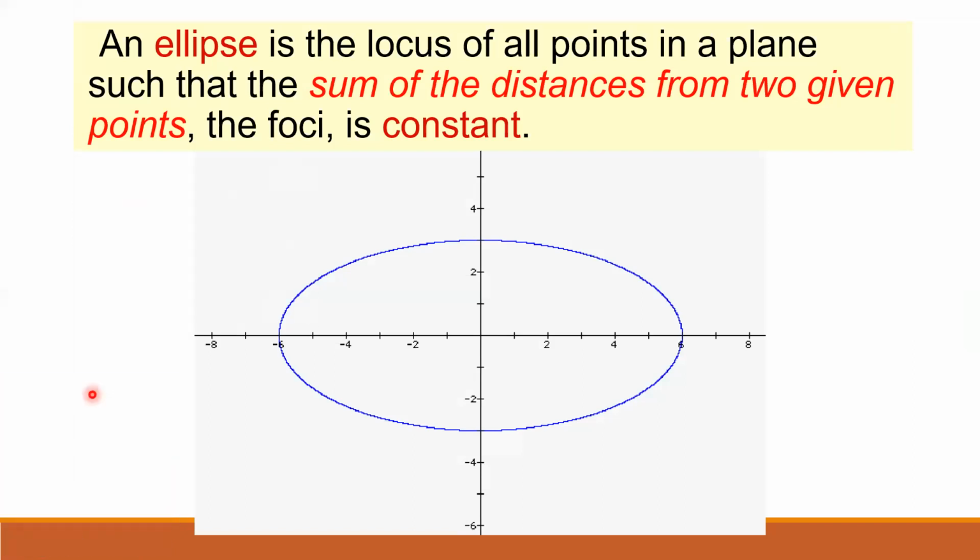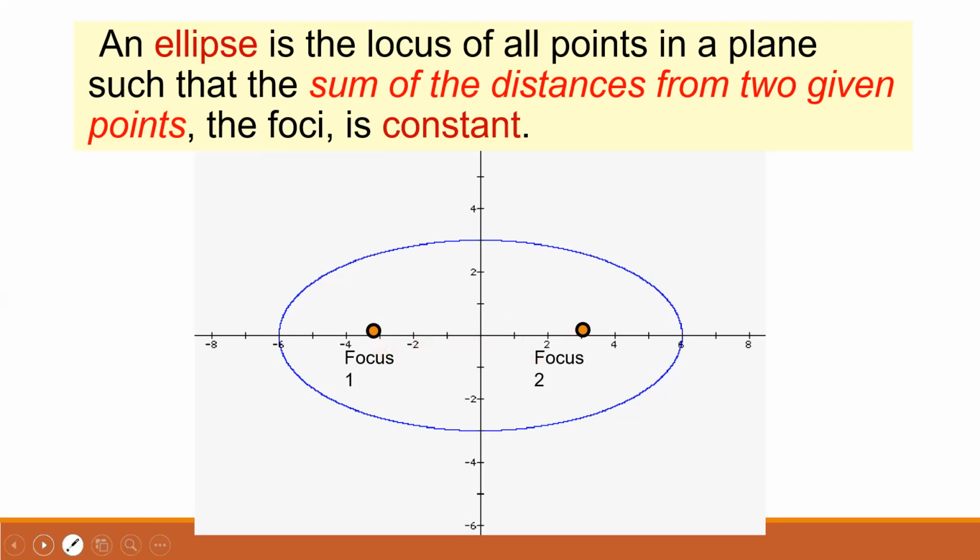Let's use our laser pointer. An ellipse is the locus of all points in a plane such that the sum of the distances from two given points, the foci, is constant. So what do we mean by that? If we have, for example, this focus 1 and this as our focus 2, take note they are inside. These two foci are inside the ellipse. So these are the reference points that we have.